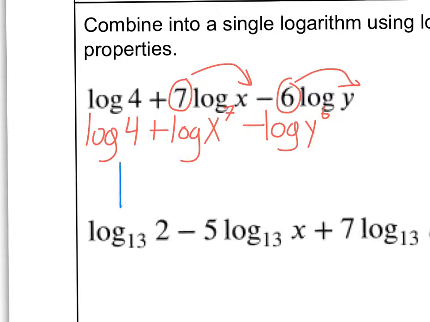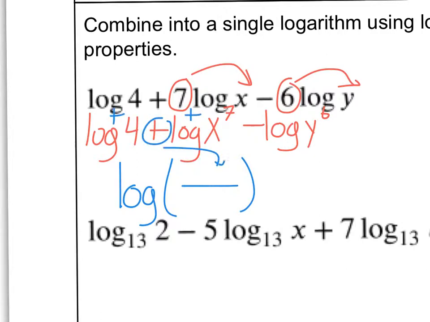The next thing we do is write one log statement. The way I like to build these is that anything that's positive, so these first two terms are positive, I'm adding, that turns into multiplication. Those go on top, so we've got 4x to the 7. Anything that's negative, subtracting, is going to turn into division. That's going to go on the bottom, so it's y to the 6th.